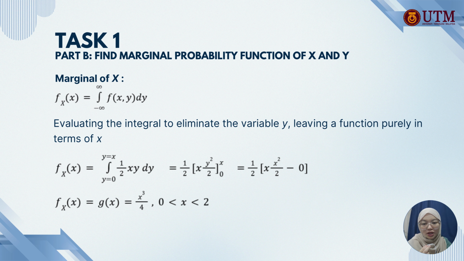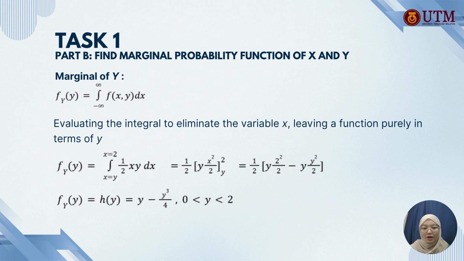Next, we move to part B where we need to find the marginal of x and y. If we perform integration with respect to y, y will be eliminated, leaving the function in terms of x only. So the marginal of x will be x cubed over 4, where 0 is less than x and less than 2. If we want to find the marginal of y, we need to make sure the function is in terms of y only. So we need to eliminate variable x by performing integration with respect to x. So the marginal of y will be y minus y cubed over 4, and 0 less than y and less than 2.